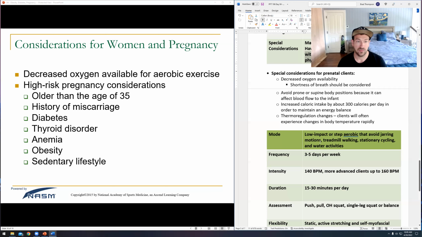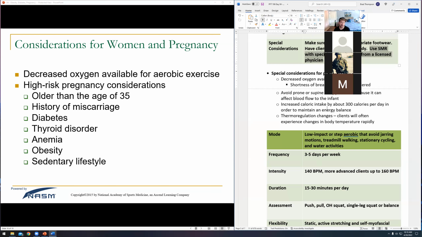So let's take a look at pregnancy here. Special considerations for clients who are pregnant: they are going to have decreased oxygen availability. Shortness of breath is going to be a symptom of pregnancy, right? To be fair, I've only had maybe 5 or 6 clients go through a pregnancy while I've been working with them, so not a population that I have put major emphasis on.